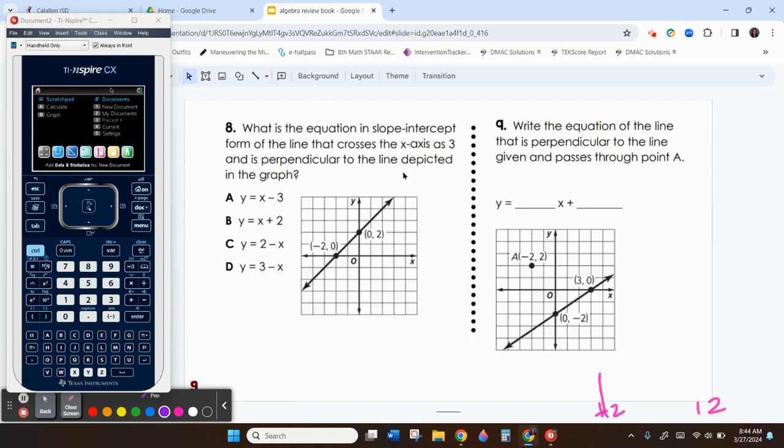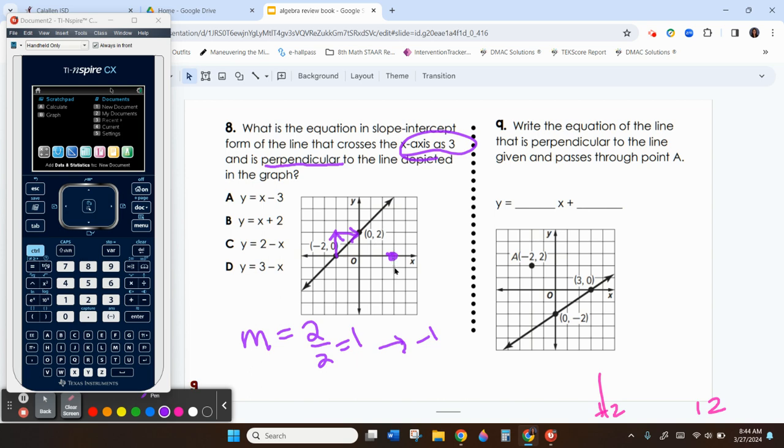Problem 8. What is the equation in slope-intercept form of a line that crosses the x-axis at 3, so right here, right at 3, and is perpendicular to the line depicted in the graph? So perpendicular means I need a negative reciprocal slope. So the slope right now is going up 2 over 2. So it's positive 2 over 2, which is 1. So the negative reciprocal would be negative 1.